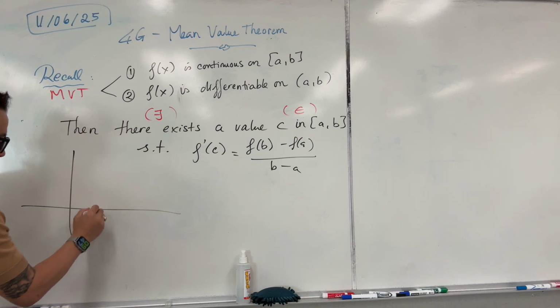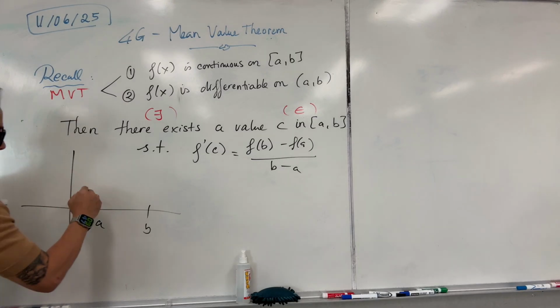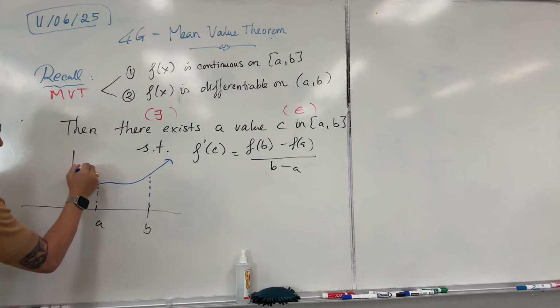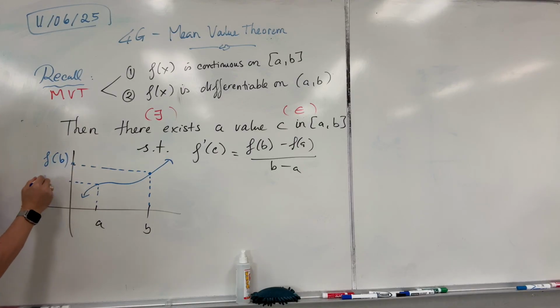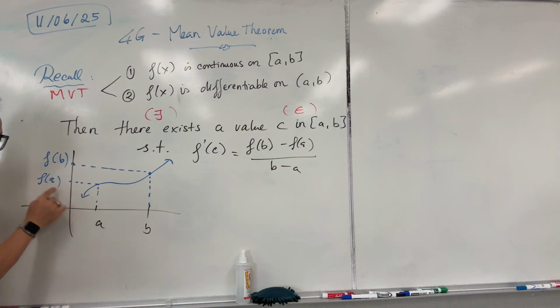So let's say you have a and b. The function must be continuous, so I'm going to draw something like this. This is the concept. If you understand this, it makes more sense when you do it. This is f(b), this is f(a). I have a, I have b. This is the output of f(a) and this is the output of f(b). Now, the mean value theorem says that there's a value c.